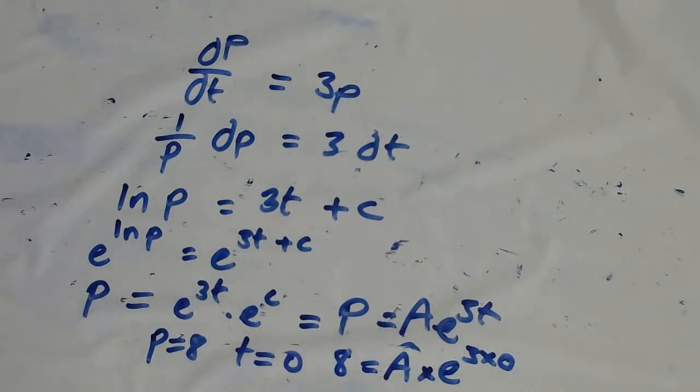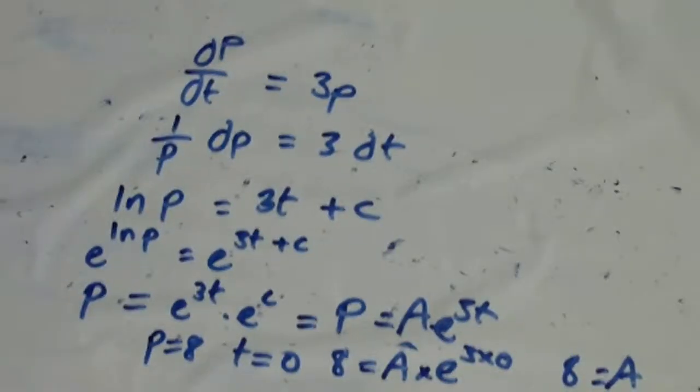Okay? And if I'm just going to move that, I'm just going to write it here, because I think you can just about see that. That means 8 equals A, right? Because anything to the power of 0 is just 1. So e to the power of 3 times 0 is just e to the power of 0, which is just 1.